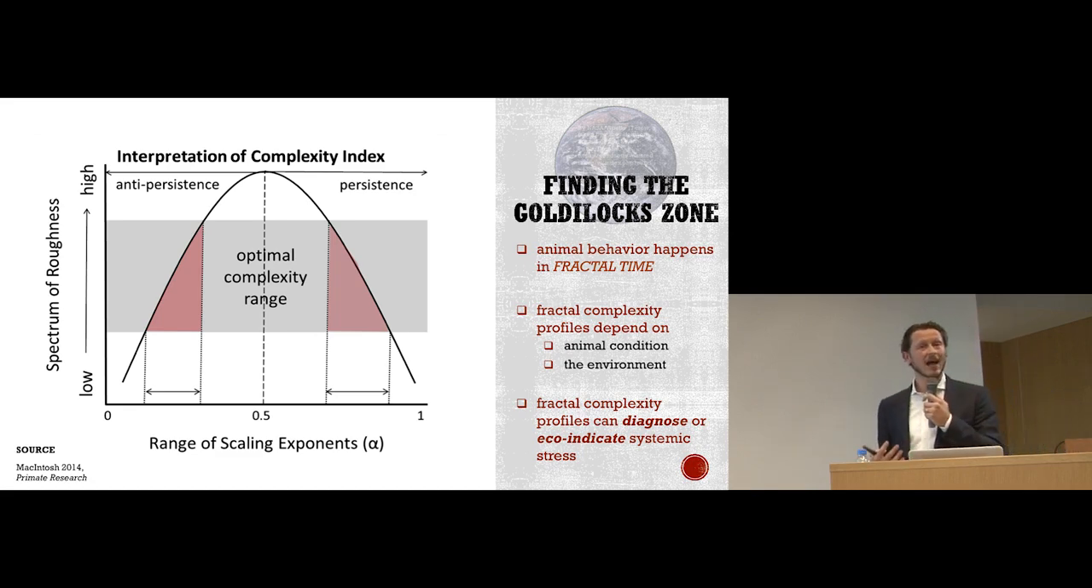And it could be a sign of a problem, like diagnosing a problem, all right? And so I'm interested in finding the Goldilocks zone. Everybody know what the Goldilocks zone is? In astronomy, it's Earth, okay? Earth is not too far from the sun. It's not too close to the sun. It's in the Goldilocks zone, all right? So planetary scientists are looking for planets in the Goldilocks zone. I'm looking for animal behavior in the Goldilocks zone of fractal complexity.